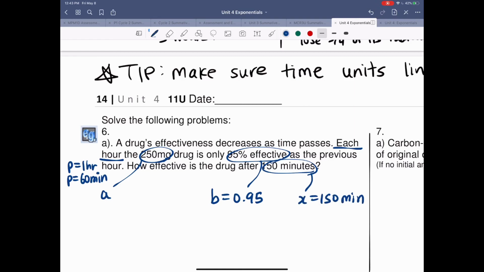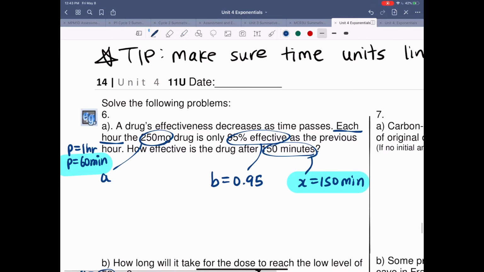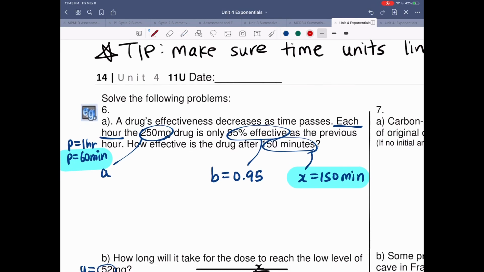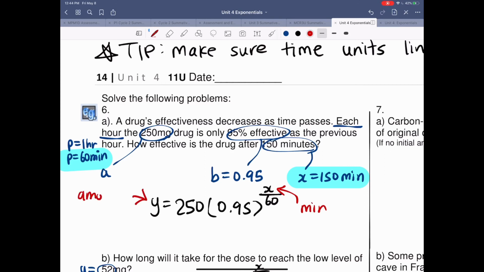Notice that with my units, remember how I wrote 2 different versions? I want to make sure I'm using the correct one. So I'm going to use the minutes rather than a mix of hour and minute, because otherwise it will mess everything up. So I have y is equal to initial amount is 250, bracket 0.95, x divided by p, which is 60, and x is in terms of minutes, y is in terms of amount of drug.